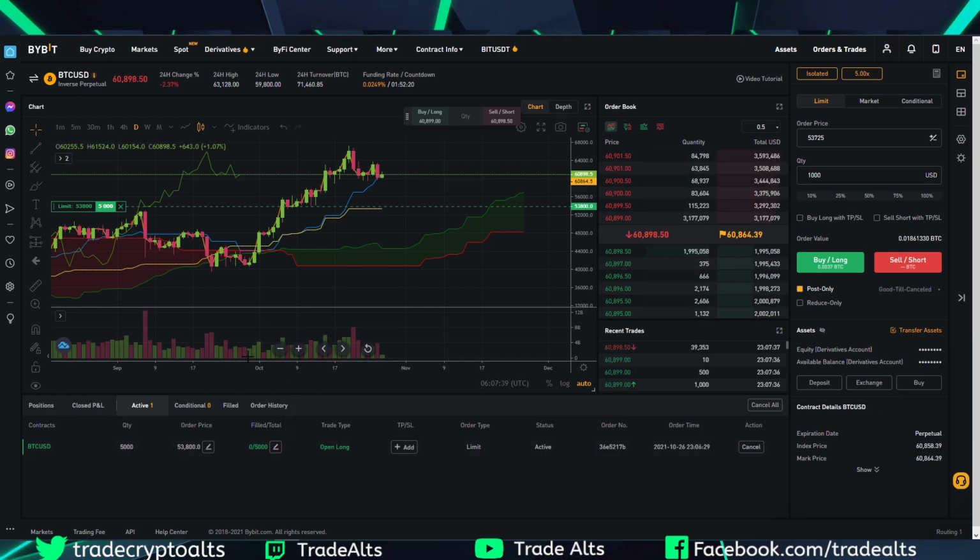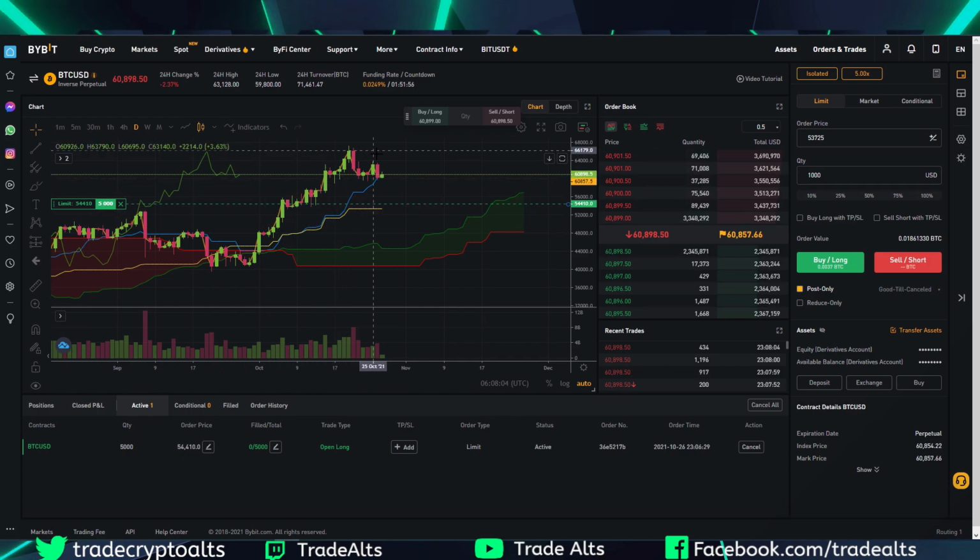Now, if you wanted to change your order price without coming in here to edit it, you can actually just move this order as you like. If you click on it, you see how you're dragging it like that? You can change it to whatever you want. Okay, so we'll just leave it here, and you see it's amending. So now your new order is 54,410.